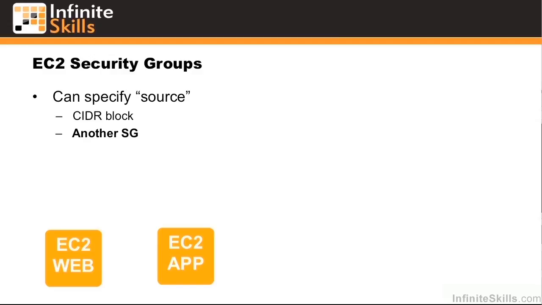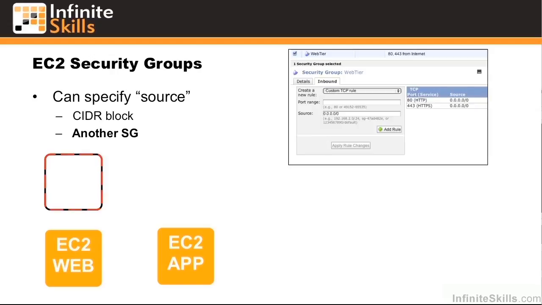Remember, we can also specify the source as a security group. Let's take a look at that real quick. Here you can see that we plan on having 2 instances we spin up, one in a web tier and one in an application tier. First, we specified the web tier security group. And notice that we specified using CIDR notation. The source of 0.0.0.0/0 is everything from everywhere.